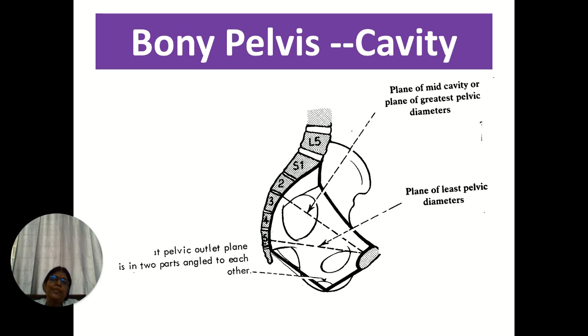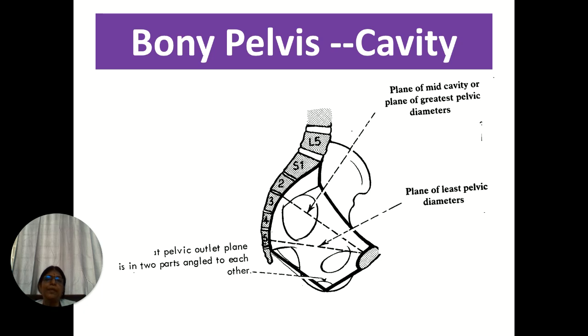The cavity of the pelvis has a plane of greatest pelvic dimensions and a plane of least pelvic dimensions. The plane of greatest pelvic dimensions, the boundaries are anteriorly the midpoint of the symphysis pubis, on the sides the greater sciatic notches, and posteriorly between S2 and S3. Here, if you look at the antero-posterior or the transverse diameter, the minimum is around 12.5.